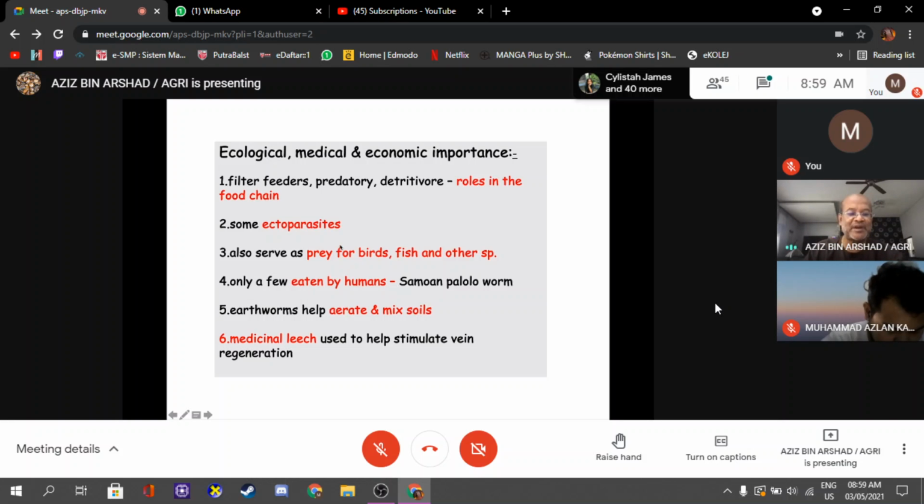Some are ectoparasites, like the leech. They also are prey for birds, fish, and others. This is mainly oligochaete worms, or to be exact, earthworms for the birds. Only a few are eaten by humans, such as the palolo worm during the swarming, by the Fijians. Earthworms help to aerate and mix soil, and medicinal leeches are used to help stimulate vein regeneration.